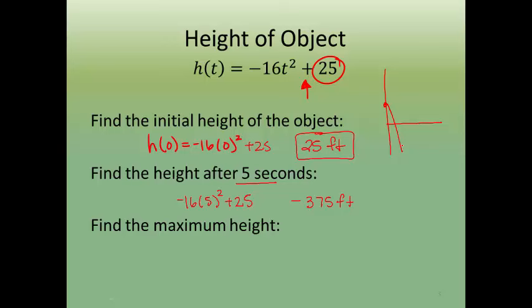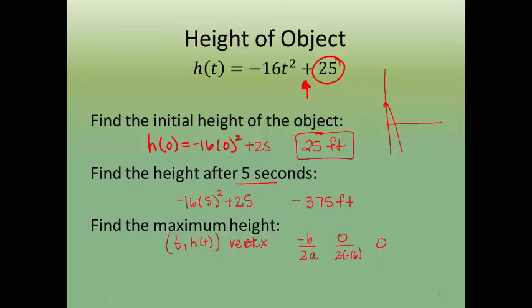Let's find the maximum height. Remember, the maximum height comes from the h of t value of the vertex. So we have to find the vertex. The vertex is found by using the opposite of b over 2 times a. That is 0 divided by 2 times negative 16, which means 0.